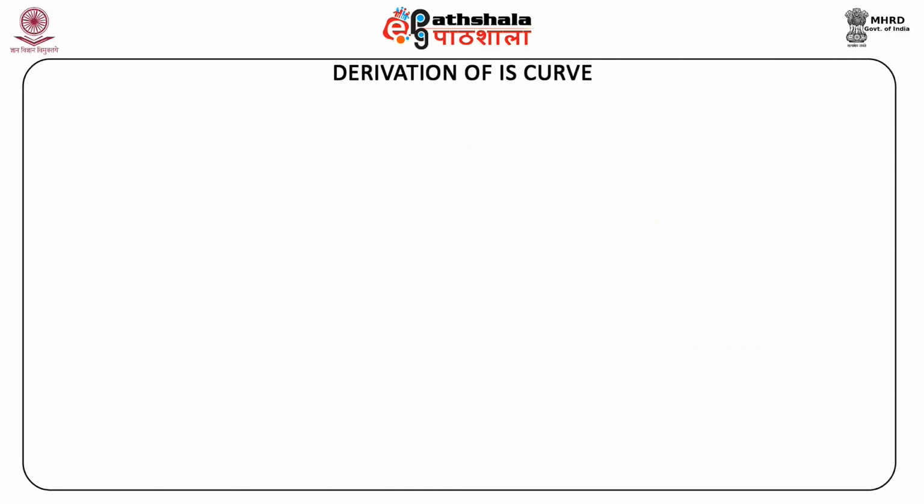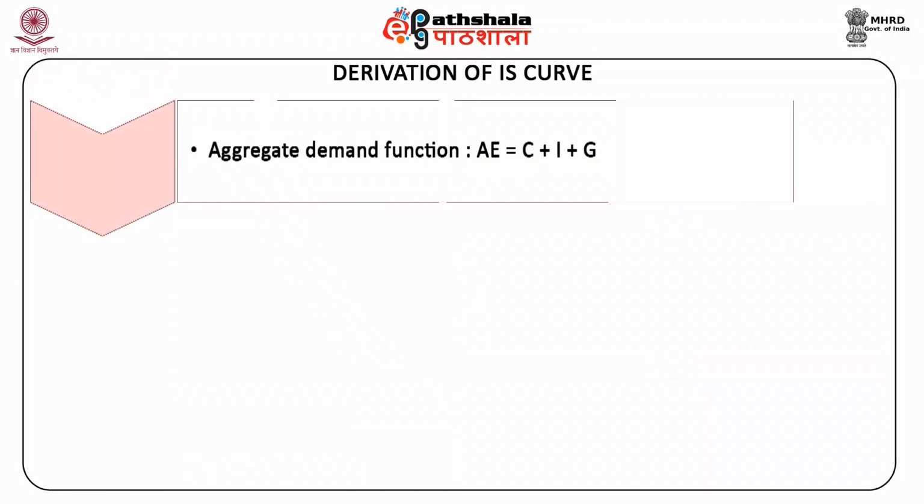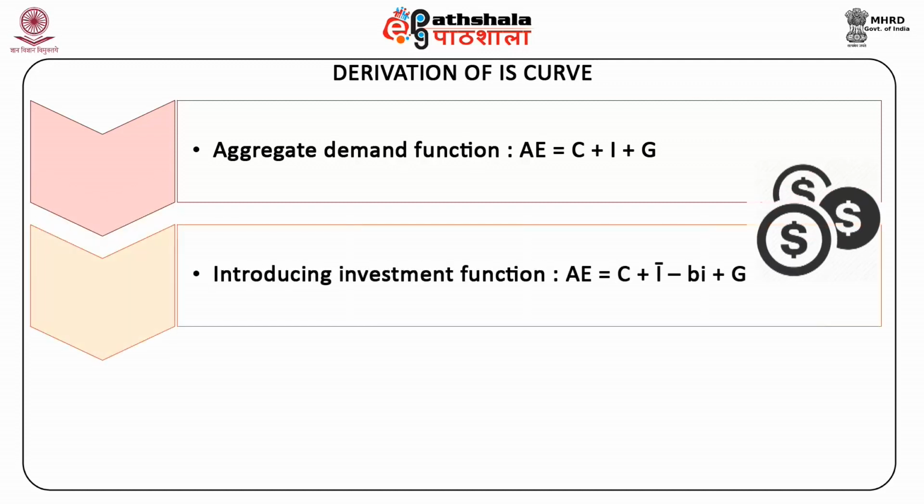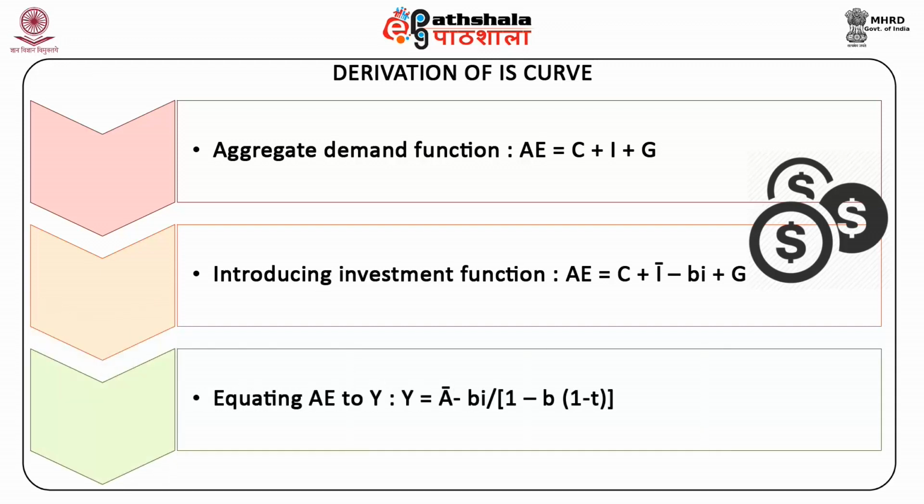Let us now move on to derive the IS curve. In the aggregate demand function, AE is equal to C plus I plus G. When we introduce the investment function, which is a function of interest rate, we get the following: AE is equal to C plus I bar minus Bi plus G. Putting the consumption function and equating AE to Y, we get Y is equal to A bar minus Bi divided by 1 minus B into 1 minus T.